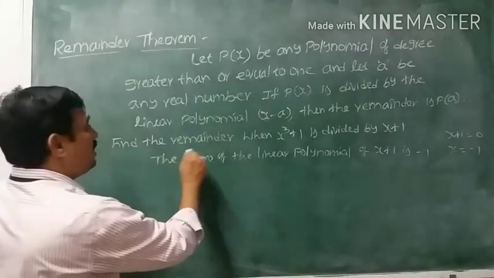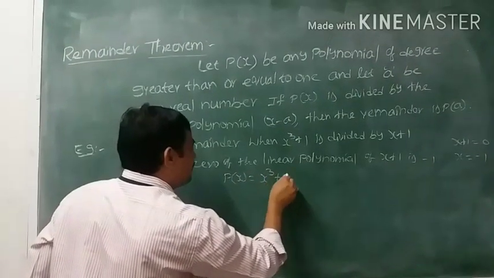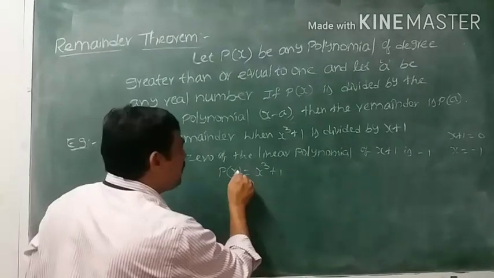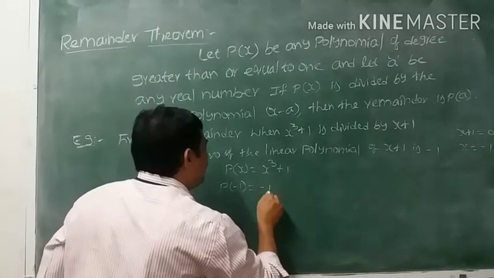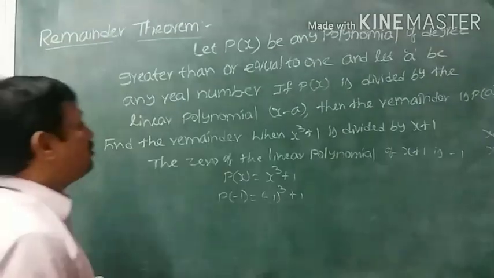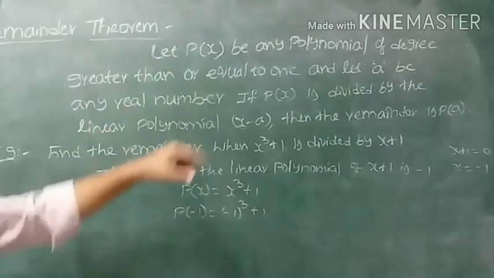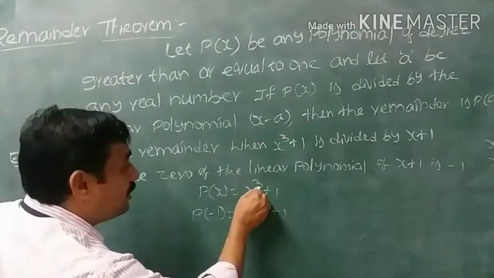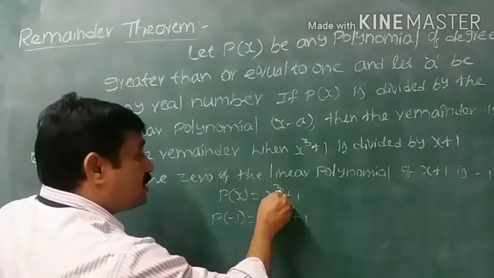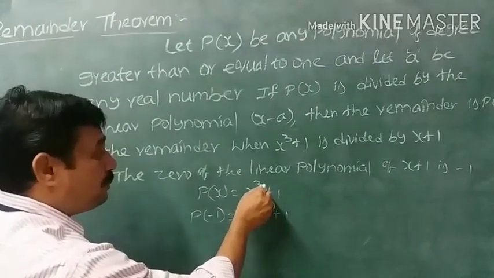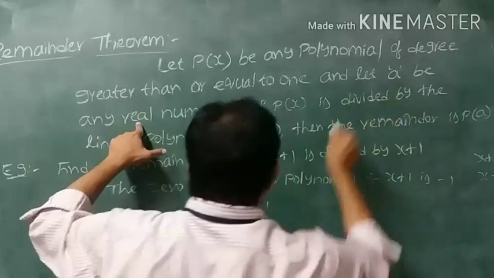Now here p of x is equal to x cube plus 1. This one they have given in the problem itself. Now in place of x we have to substitute minus 1. Then we'll get minus 1 cube plus 1. Now see, let p of x be any polynomial of degree greater than or equal to 1. Degree means this one, it should be greater than or equal to 1. So here what is the degree? 3. That means it is greater than or equal to 1. And a be any real number.